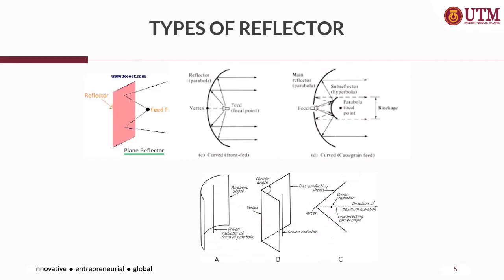Okay, this slide shows different types of reflector. So we have the plane reflector. So this is the feeder, the feed point, and this is the reflector, a flat surface. However, this plane reflector produces quite scattered waves, so the concentration, or the directivity, is minimal.